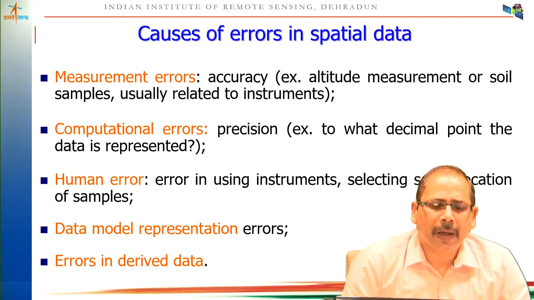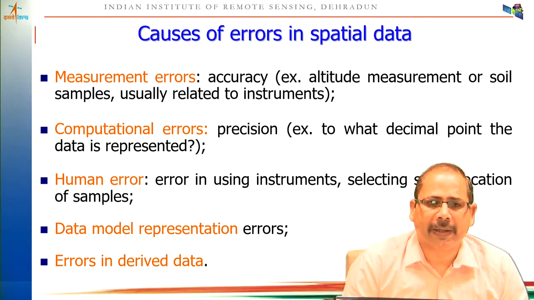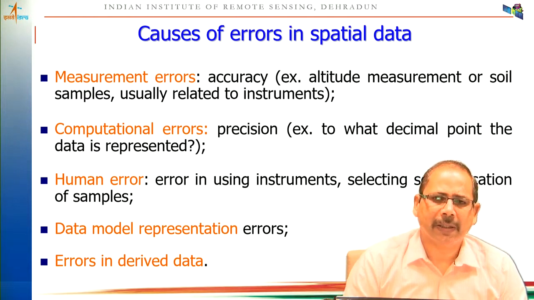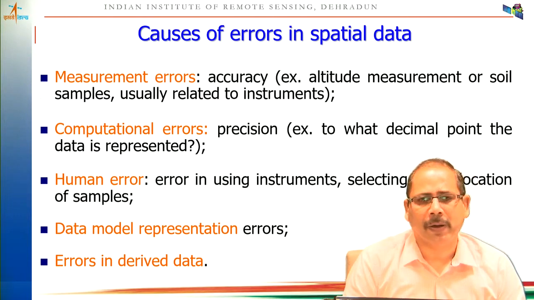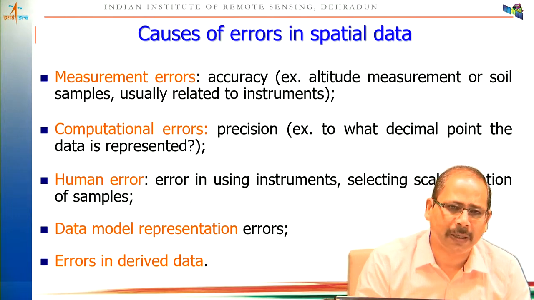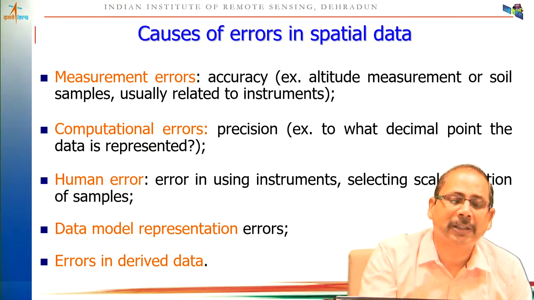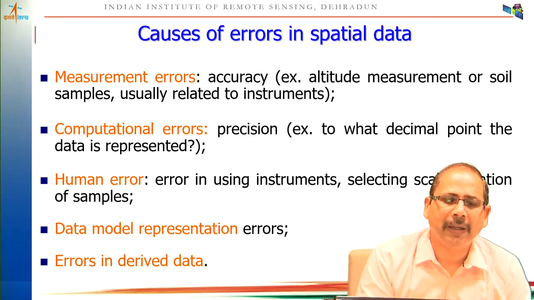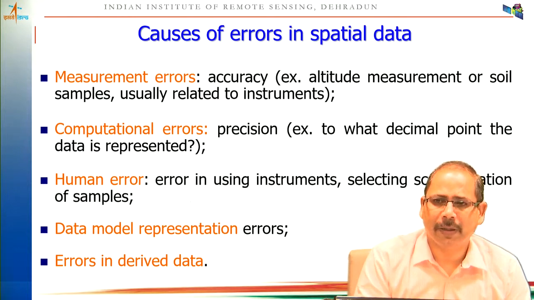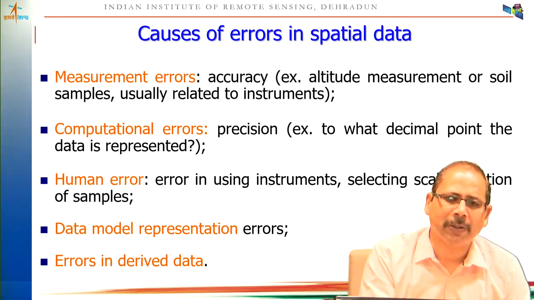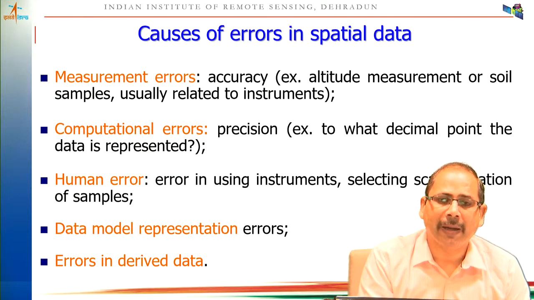So the next source of error could be human errors. Errors in using the instruments, selecting the scale, location of samples and all. Sometimes the person, engineer, technician or surveyor who is using the instrument is not capable, is not well trained, or does not have sufficient skill to operate the instrument, which also causes some error in the database. So when we operate a particular instrument, we should definitely be very careful about whether we are operating our instrument correctly or not. This is another source of error in GIS.